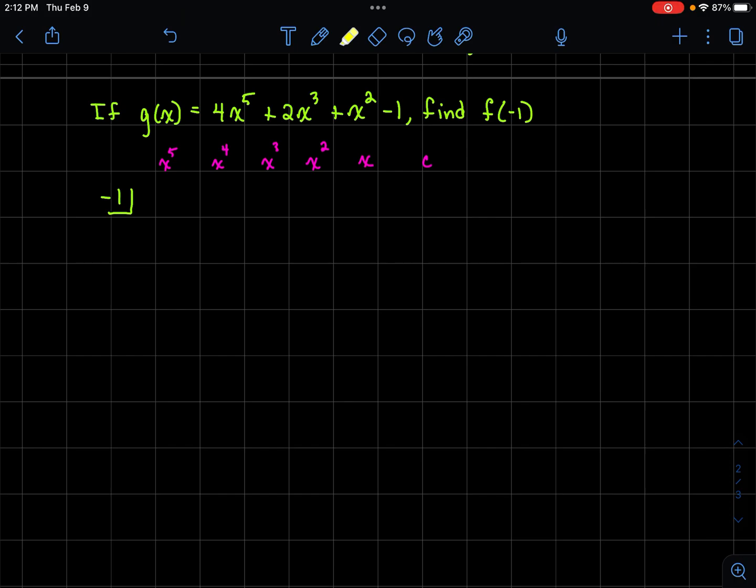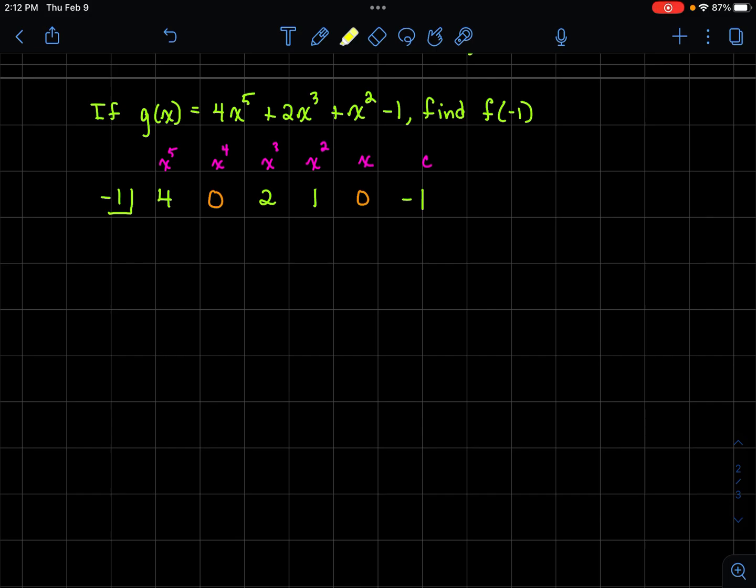I'm going to put it in the box. I'm going to look at all of my powers that I have here. The highest power is the fifth power. I need all the coefficients for the fifth power, the fourth power, the third power, second power, first power, and the constant, and borrowing their numbers.